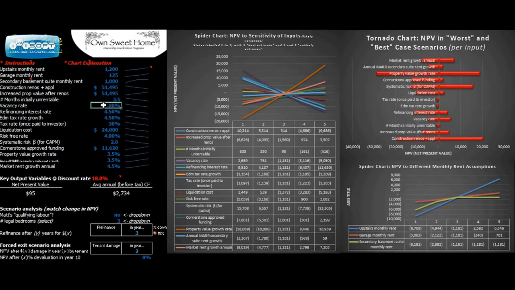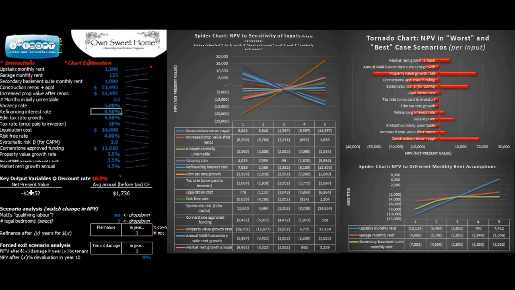So vacancy rate at 2%. I don't know. Let's say it goes up to 5%, long-term, 10-year vacancy rate. Not a huge effect on NPV as we would expect from the spider chart. And you can do that for all of these variables here. Liquidation cost, this is basically realtor fees if I got to do anything to fix up the place. This is an interesting one. This is Cornerstone approved funding. So you could actually punch in the number of 0 here, but it's already actually over here. So let's say I can't get any Cornerstone funding.